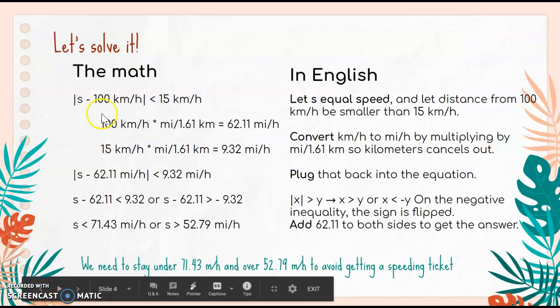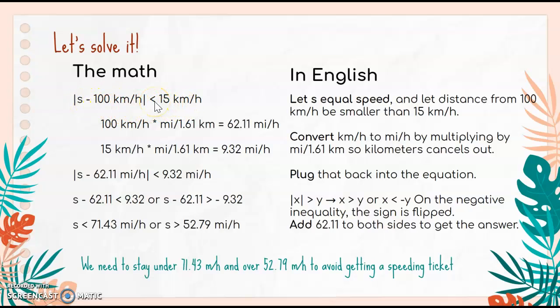So first, we have to write the absolute value inequality. This one shows that we have to stay within 15 kilometers per hour of the speed limit, which is 100 kilometers per hour. We convert kilometers per hour to miles per hour by multiplying by miles per 1.61 kilometers.